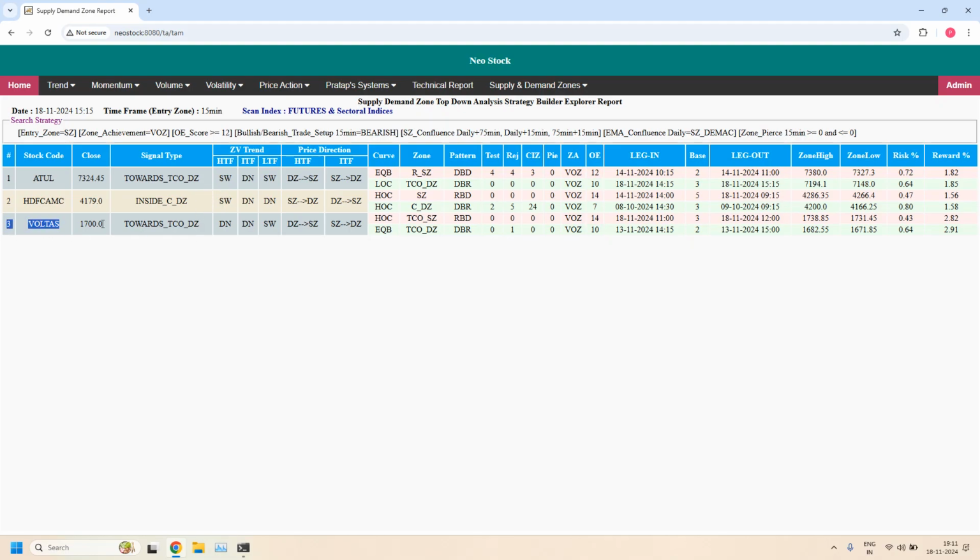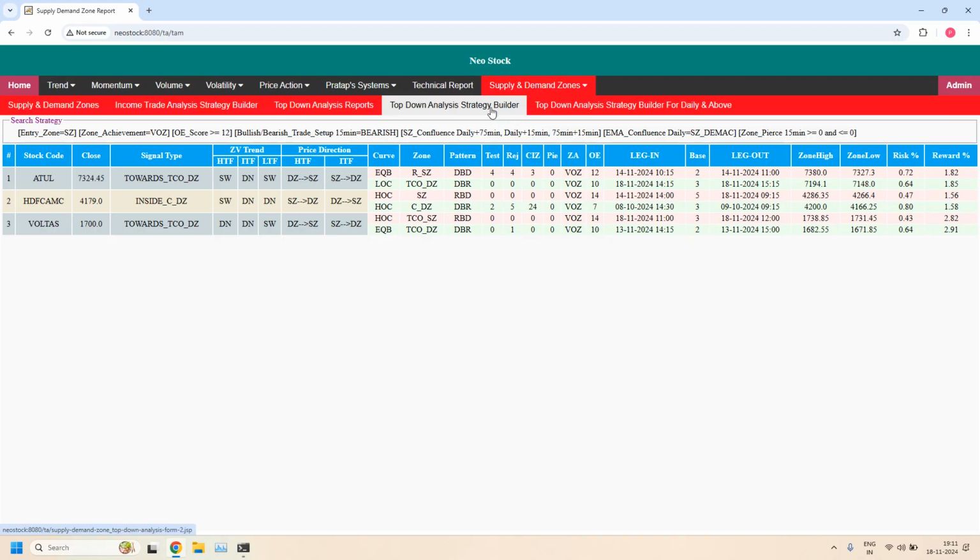But the third one is having extra advantage because it is a downtrend and also daily EMA confluence is there for the daily zone. Of course, this is also supported by the 75 minute zone with daily EMA confluence. Okay, so this is the bearish trade setup for daily income trade.